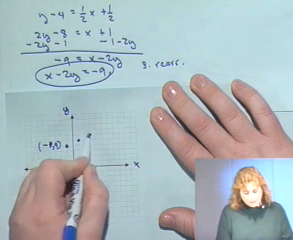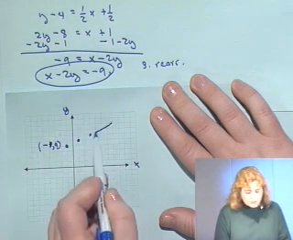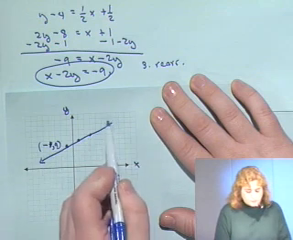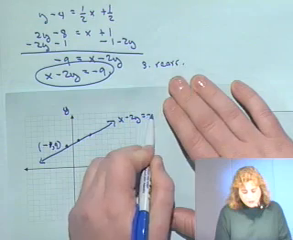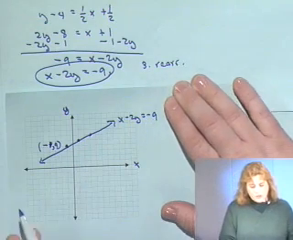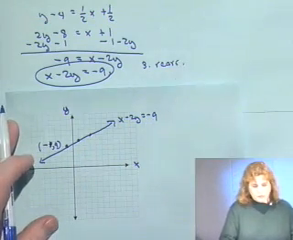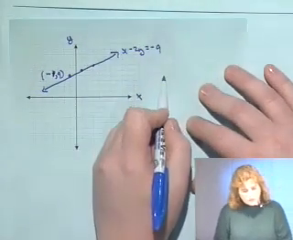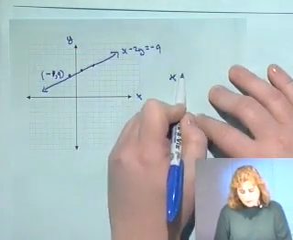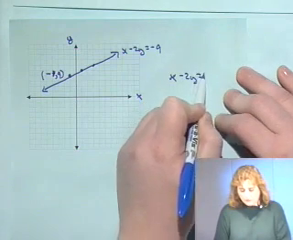And we can do that a couple of times. And there is our new line. That was x minus 2y equals negative 9. Now our other line, and I will just write that equation here, was x minus 2y equals 5.